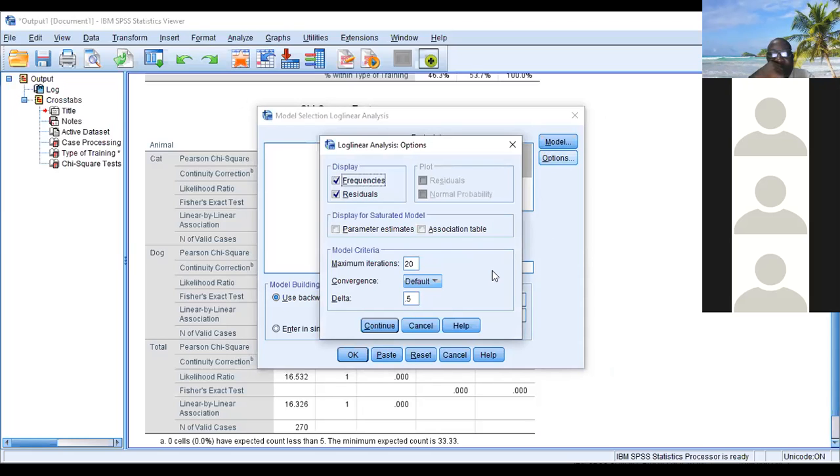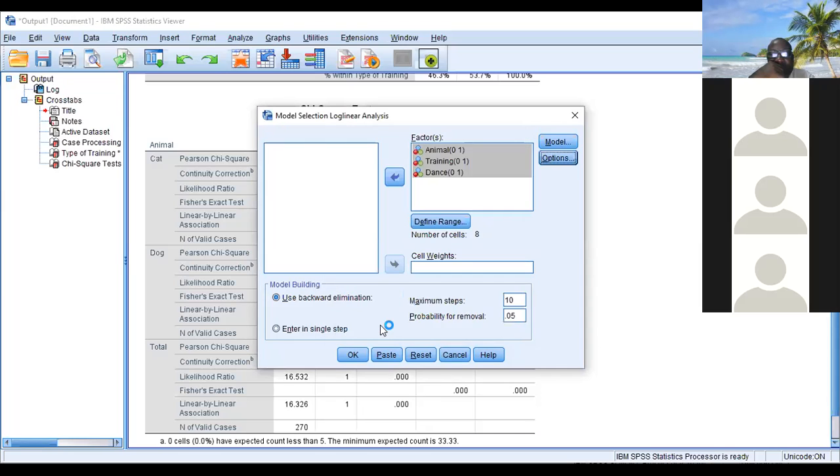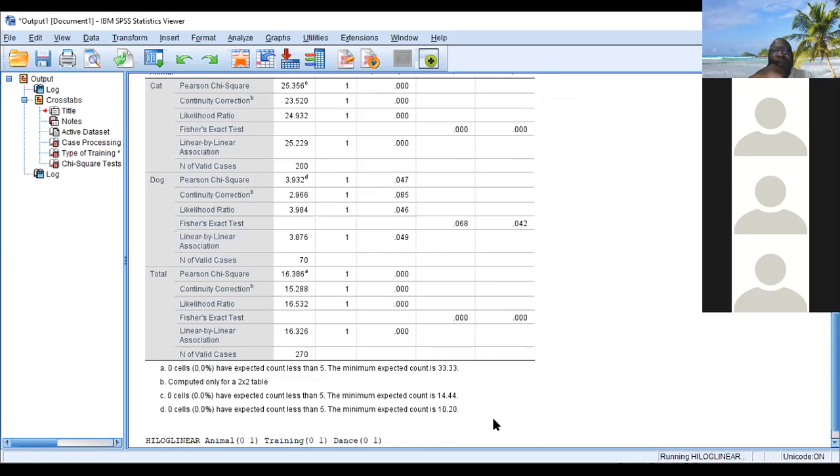You can click on parameter estimate. Click on parameter estimate. Association table. Click continue. So click OK. So you scroll down so that we see the result.